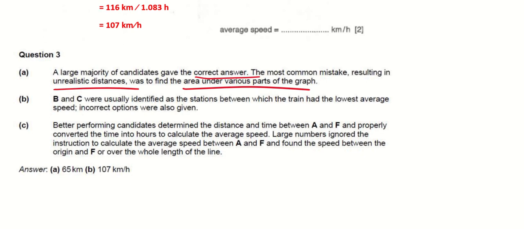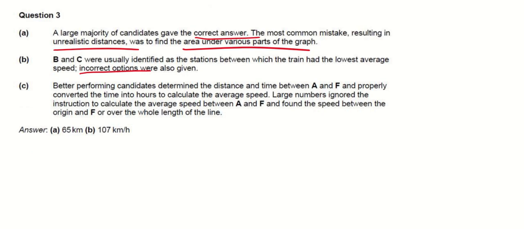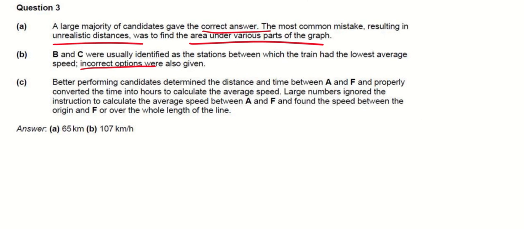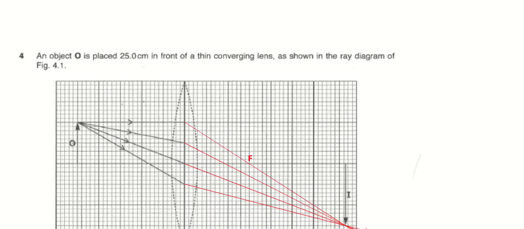Okay, B and C were usually identified. There are sometimes people who give the wrong ones, so maybe they read wrongly. Better performing candidates determined the distance and time properly. Okay, so I think this one is okay. So for question 3, you should be getting full marks.